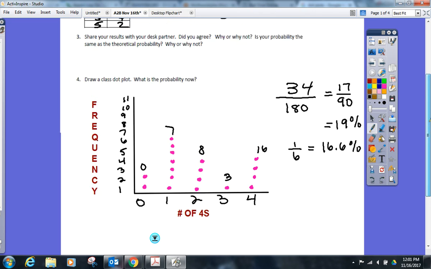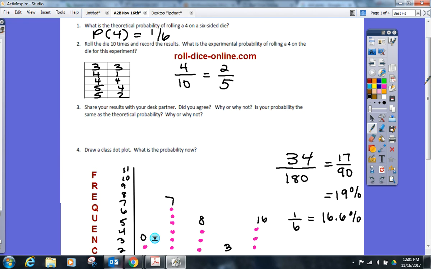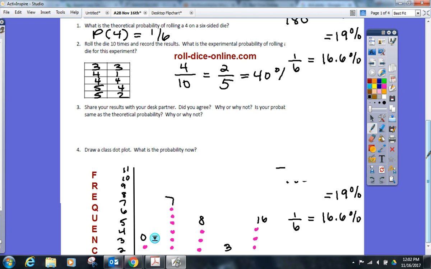Is our class one closer than yours was? Figure out what your experimental probability was. Mine was 2 out of 5, which is 40%. Is our class one closer than yours? I'm going to guess everyone's going to say yes. All right. Why is that? That our class one is closer to the theoretical than your trial by yourself?